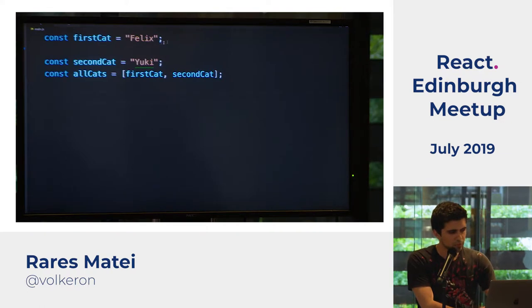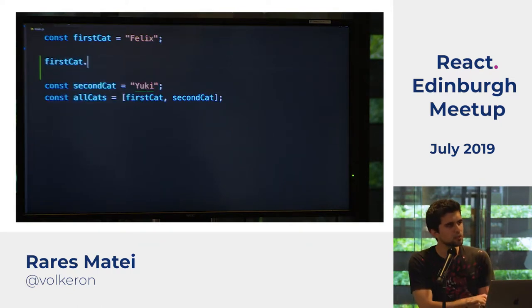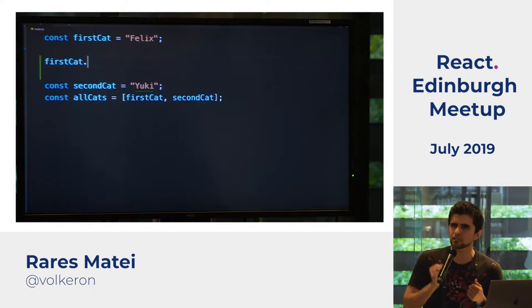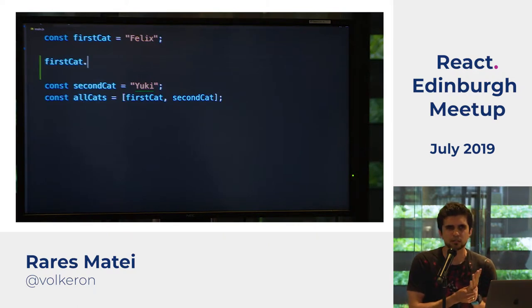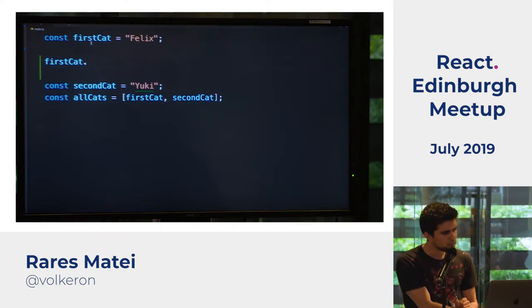Okay. So we have VS Code, and this is JavaScript. Let's say I want to find out if my string contains a certain substring, right? There must be a JavaScript method for that, but what was it? Is it contains? No. Oh, let me see.